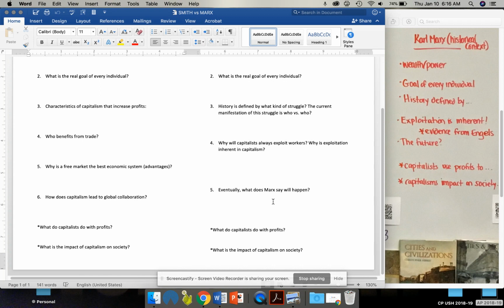What is Marx going to say eventually is going to happen? All of these workers, the proletariat, are going to realize, just like those ants, that they have the power. They are going to unite, and they are going to overthrow the capitalists. So workers unite. That's where that phrase actually comes from.